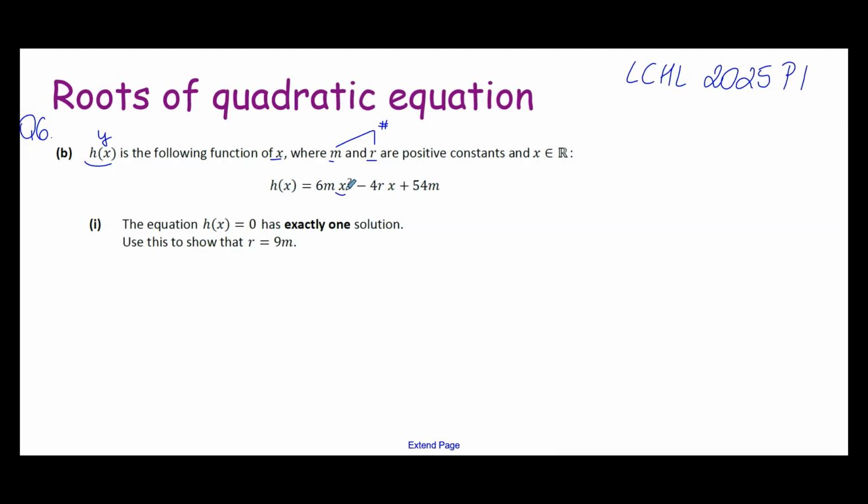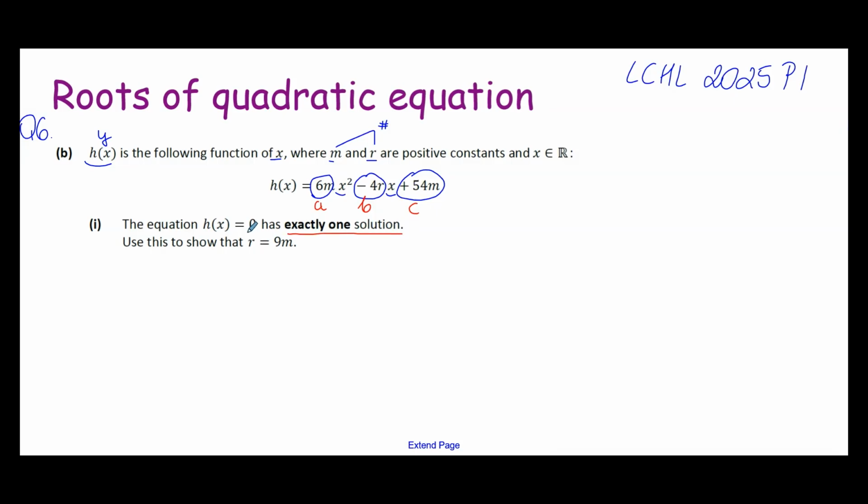We have our x to the power of 2. We have our x. This is the number that stands beside x to the power of 2. This is the number that stands beside x. And that's the number without x. So that means that's my a, that's my b, and that's my c in my quadratic equation. And now they are saying that the equation, that h function, has exactly one solution.